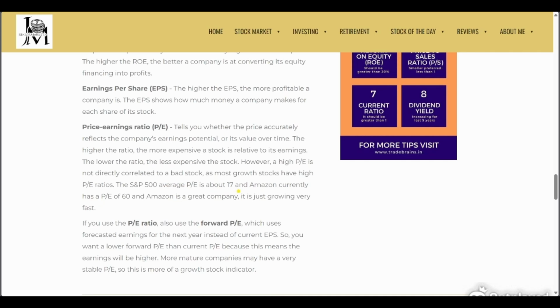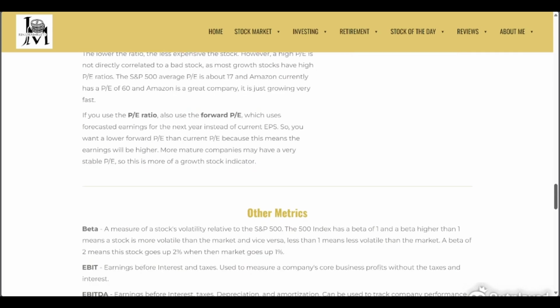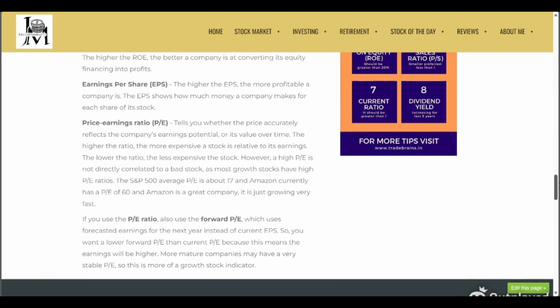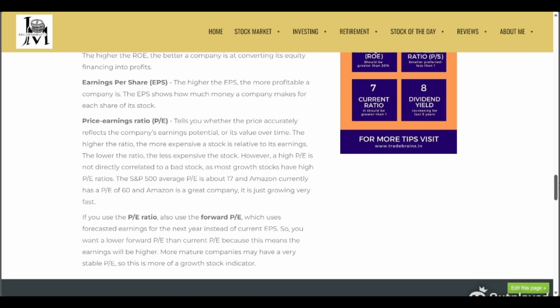So you have to look at these and then you have to compare them to other companies in the same industry. And then you have to take into account if these companies are growing, if they're in a growth phase, or if they're more mature. So companies like Apple would have a lower PE because they're more mature.